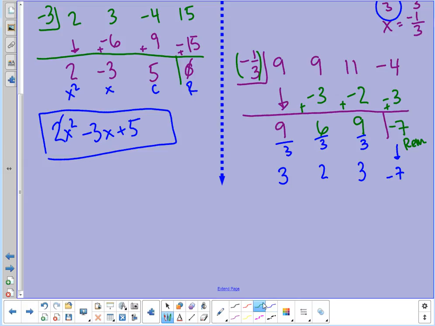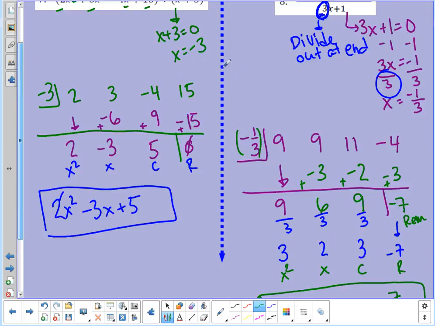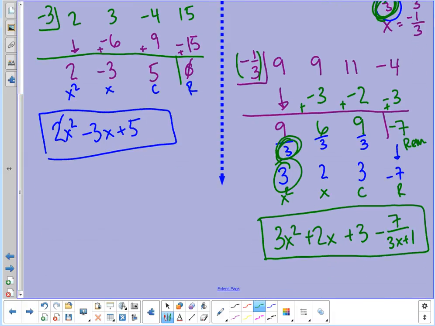So here's what my answer looks like. Remainder, constant, x squared. That's 3x squared plus 2x plus 3, minus 7 over the original divisor. Again, because I'm writing my remainder over the original divisor, I don't actually divide it by 3 there. But the other ones, I'm not writing over the original divisor, and I took a factor of 3 out of my divisor at the beginning. I divided by 3 right here, which means I need to divide by 3 right there. Take a factor out at the beginning, you have to take a factor out at the end to keep them balanced.